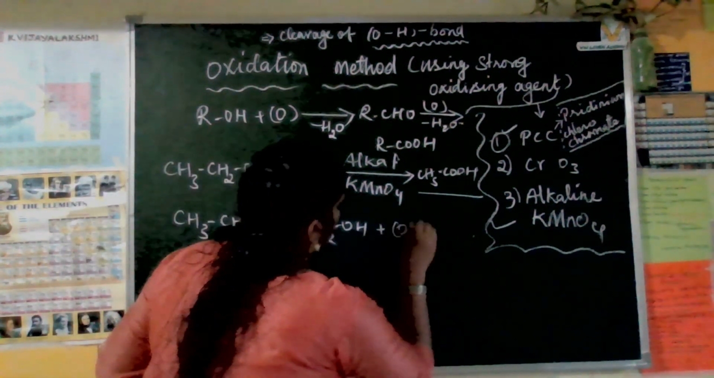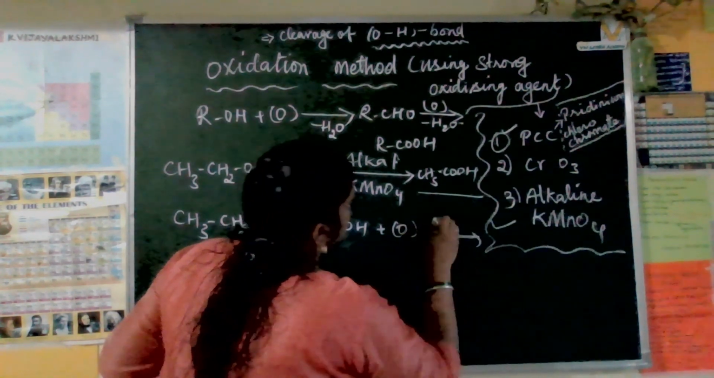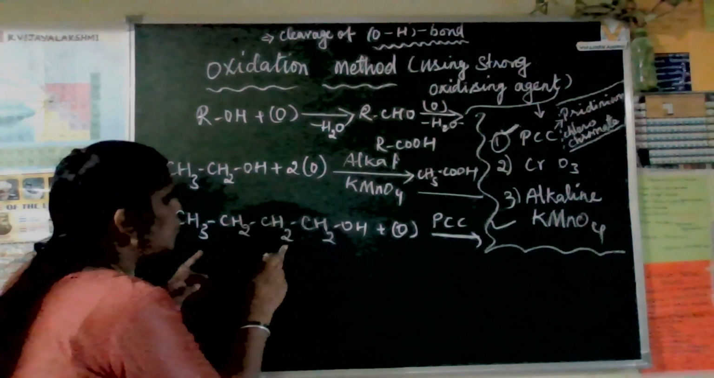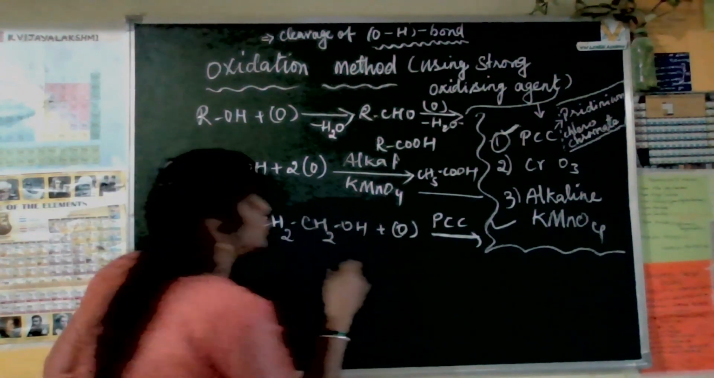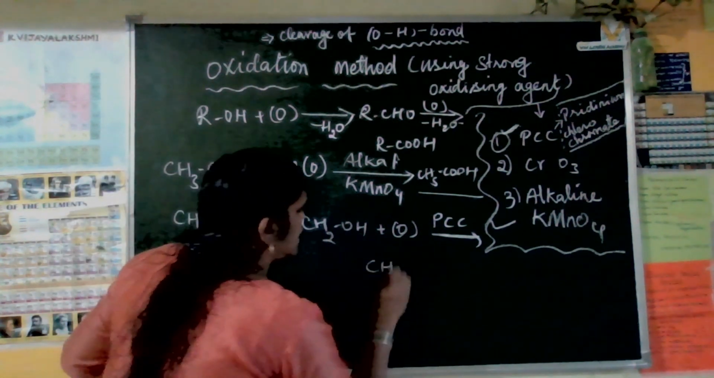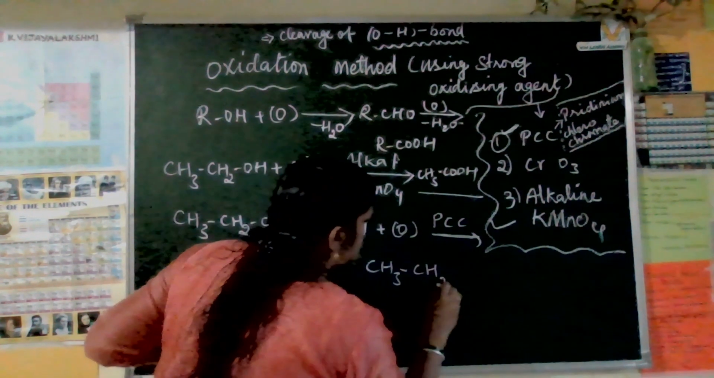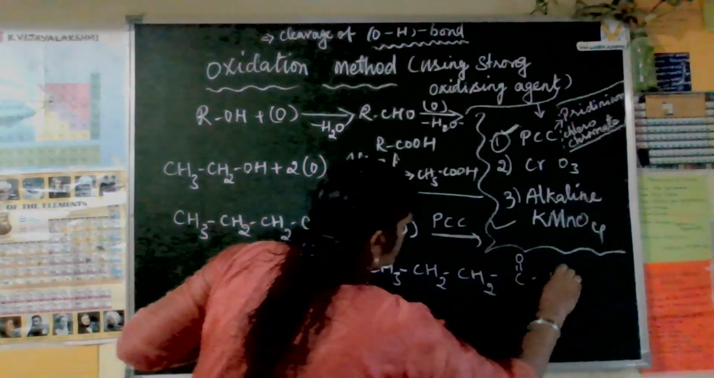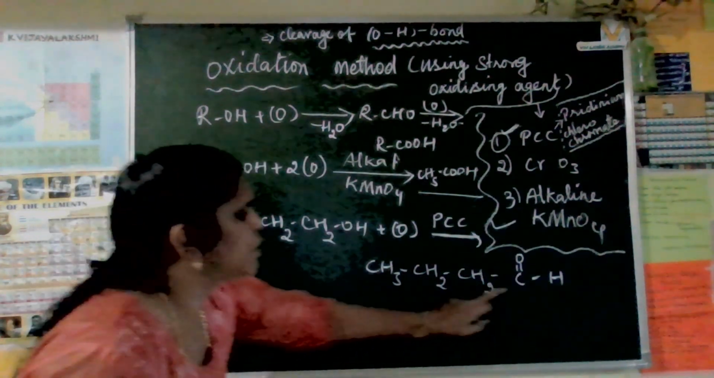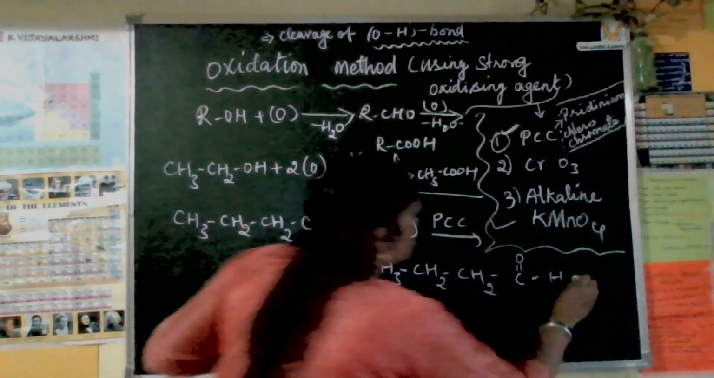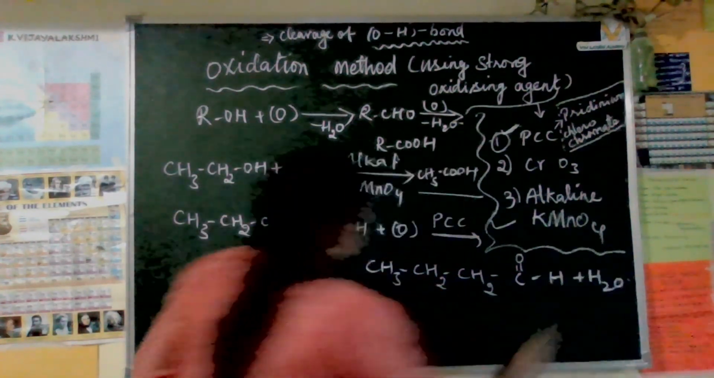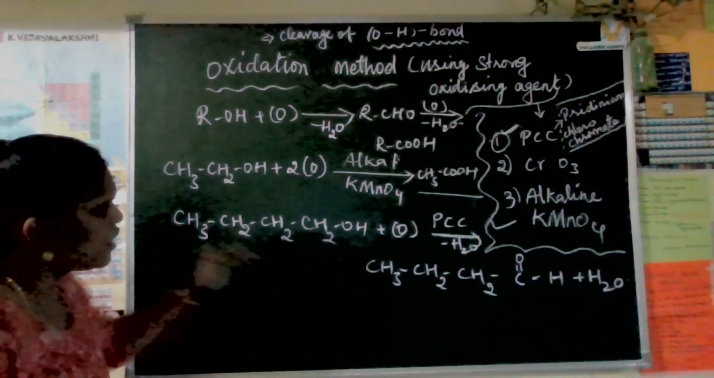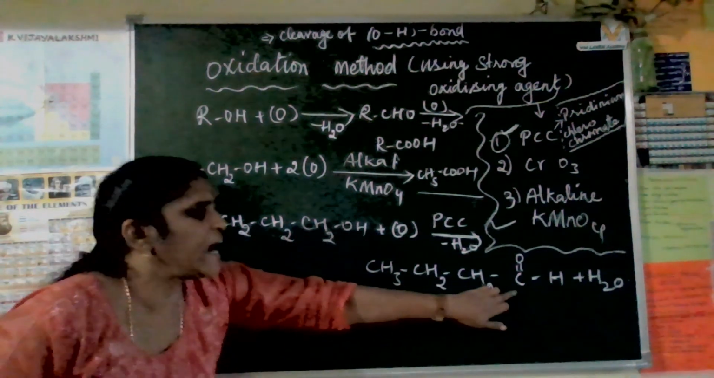Butyl alcohol undergoes oxidation with PCC. We just take the PCC. Here you will get aldehyde formation according to the number of carbons. CH3 CH2 CH2 CHO, the aldehyde, so 1, 2, 3, 4. Here one water molecule will be removed, so minus H2O. So this is the way you can identify. Butyl alcohol means 1, 2, 3, and CHO.